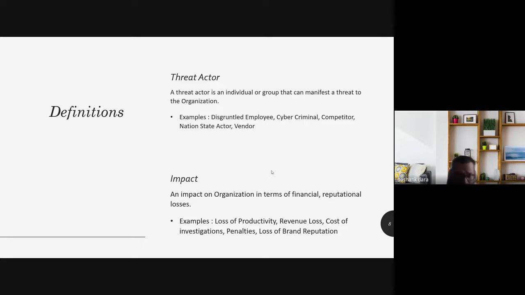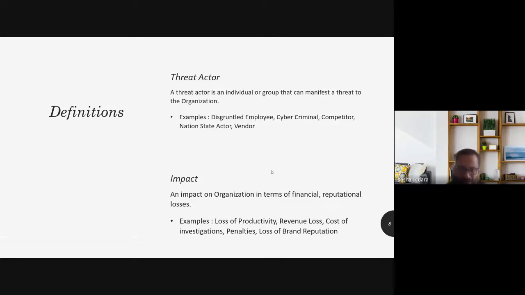Okay, or it could be a seasoned cyber criminal, or it could be a competitor trying to steal intellectual property, or it could be a nation state actor. Right, nation state actor. There are a lot of accusations on threat actor groups associated with some countries. Okay, or it could be a vendor. Right, maybe he's malicious in nature. Right, so these are all threat actors.